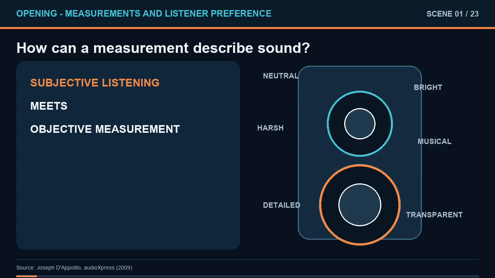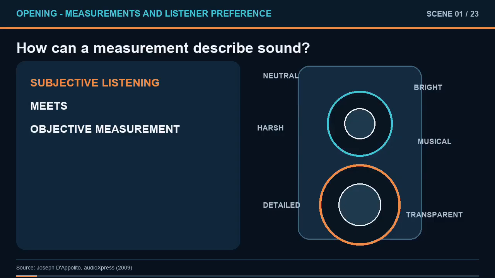When we describe a loudspeaker, we often use subjective words. We might call it neutral, transparent, bright, harsh, musical, or detailed. Those descriptions are useful when we talk about what we hear, but they do not tell a designer how to select a driver, build a crossover, or change the shape of a cabinet.